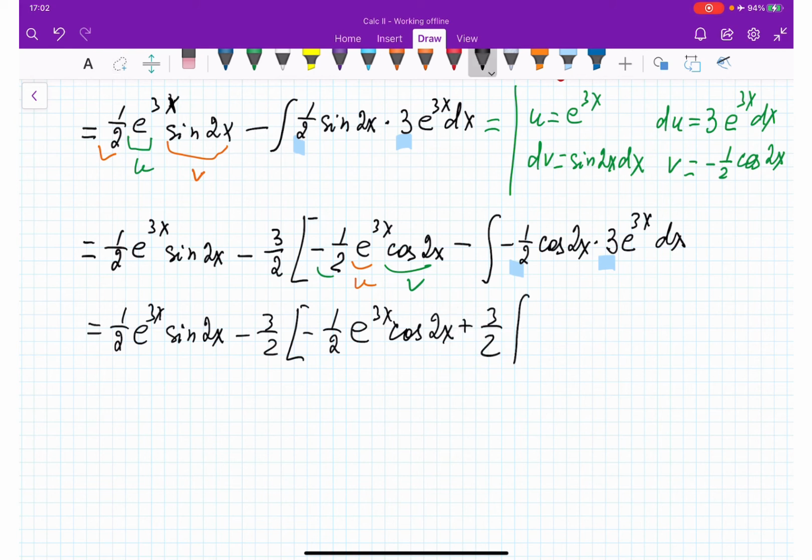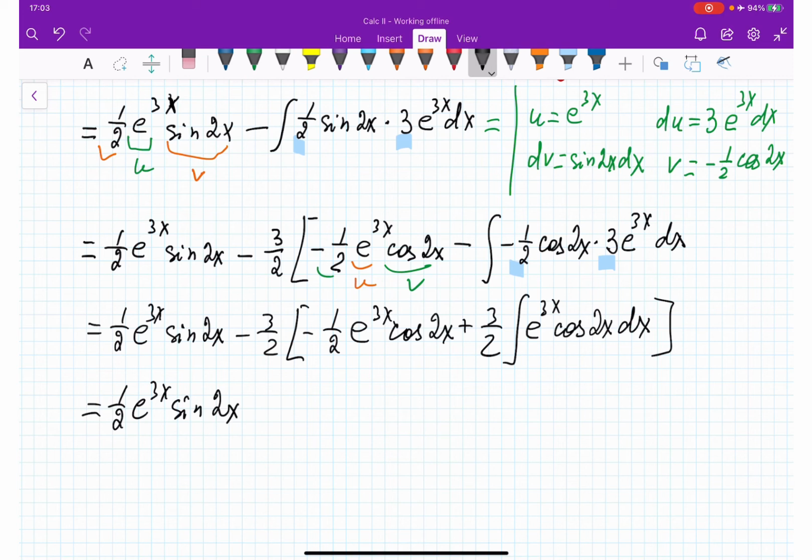integral e to the power 3x cosine 2x dx. Okay? All right. So from here we are going to have 1/2 e to the power 3x sine 2x, again with no changes. This is not going to change anymore, this term.